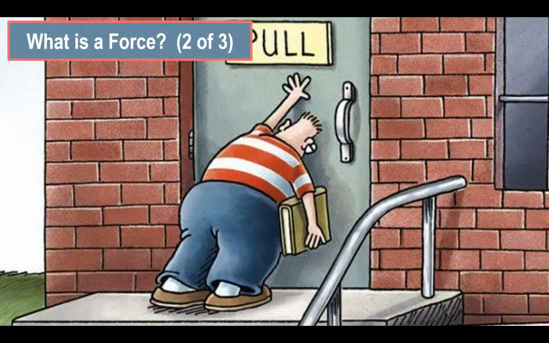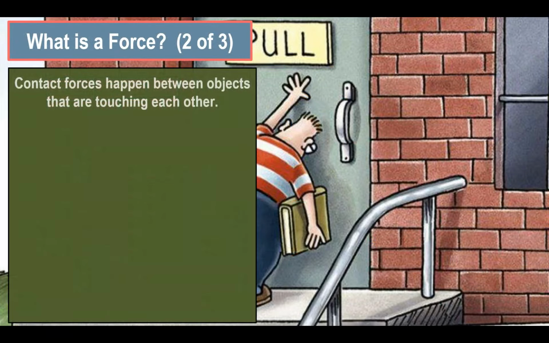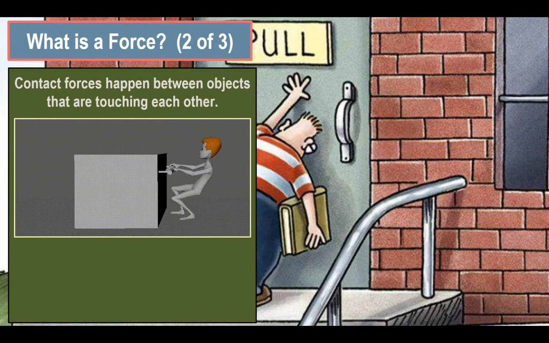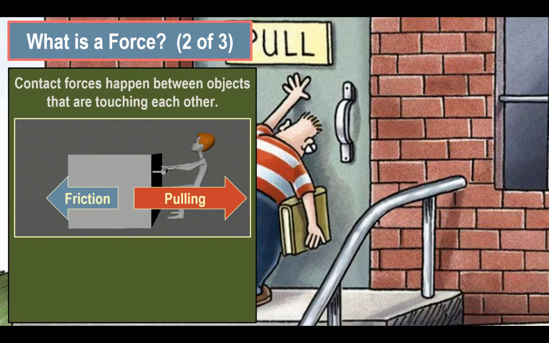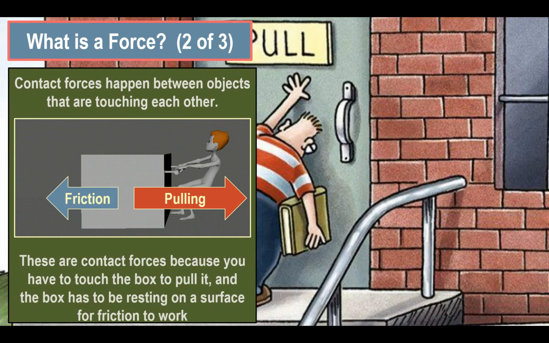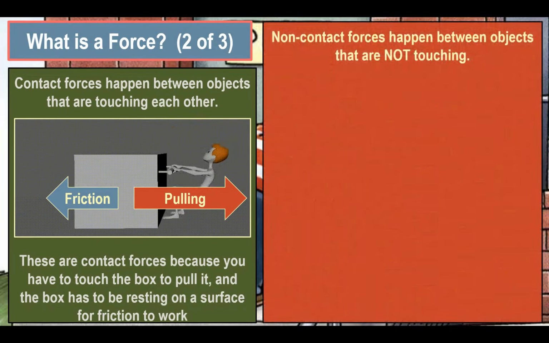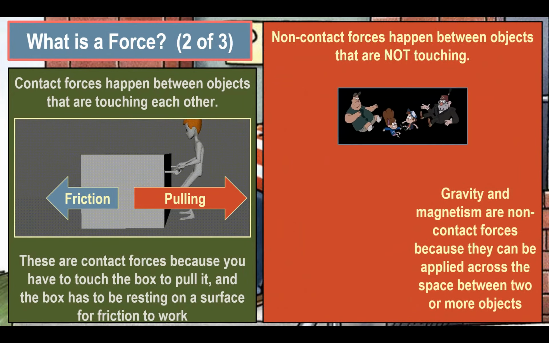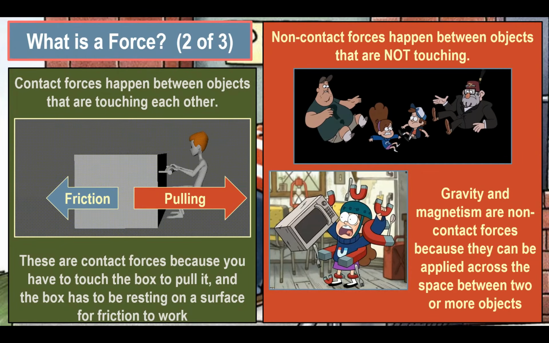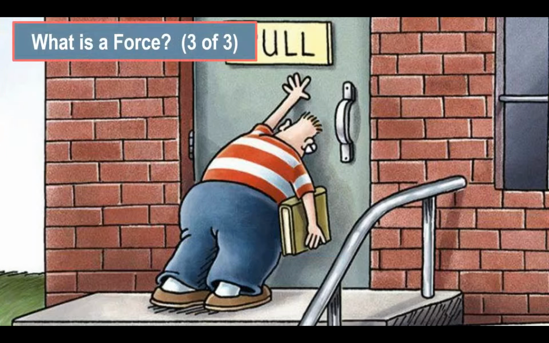I've gone through this slide too, so I'm going to speed this up. Contact forces happen between objects that are touching each other. We have pulling, we have friction, and they have to touch in order for the contact force to be a contact force. Gravity and magnetism are examples of non-contact forces. That is slide 2 of 3 within the concept of what is a force. New stuff. What is a force? This is slide 3 of 3.